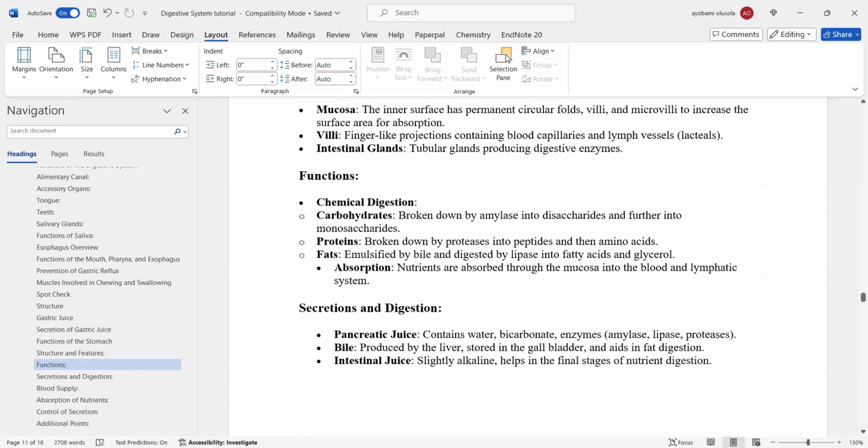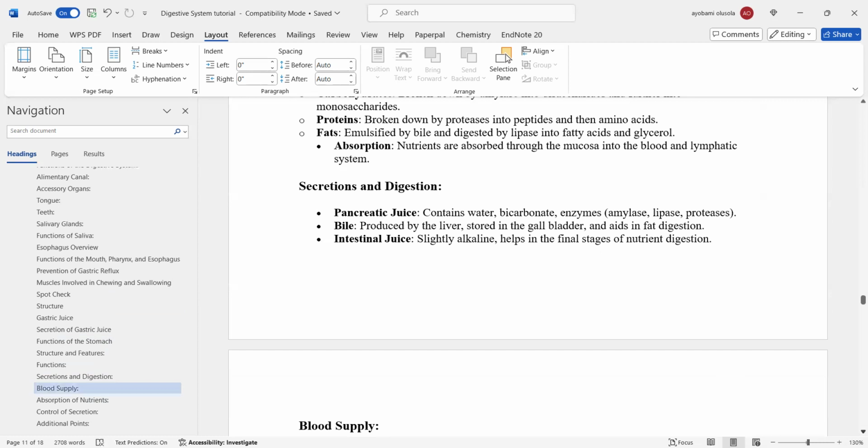So let's see, like the stomach too, what does the small intestine produce? We have some secretions. Now, the pancreatic juice contains water, bicarbonate, enzymes: amylase, lipase, proteases. Amylase, please do not forget, digests carbohydrates. Lipase digests fat and oil. You know, when we say lipids, it comprises fat and oil. So lipase digests lipids, fat and oil, while proteases digest proteins.